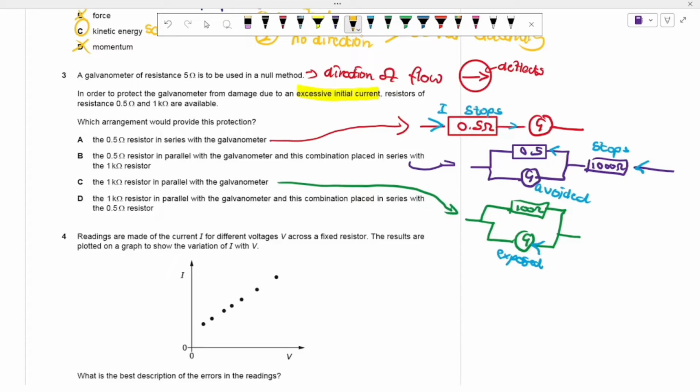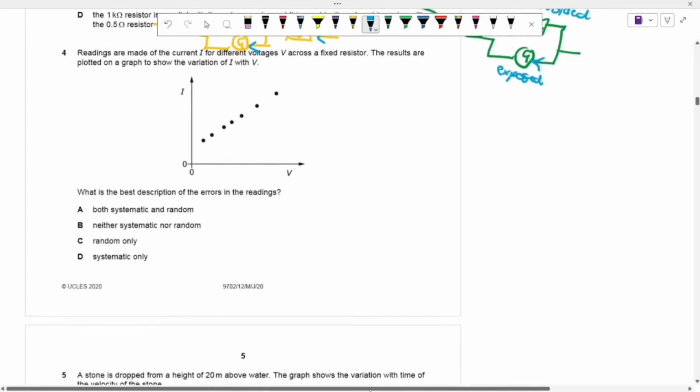Then if you go for D, we're going to have a 1 kilo ohm in parallel with our galvanometer, but then we're connecting it in series with the 0.5. So current is first going to fall through the 0.5, but it's not going to do as good a job as the 1 kilo ohm. Then it's going to follow the path of the least resistance, which is the galvanometer. So this really doesn't help us at all. So the correct answer has to be B, because it's going to first try and stop the current with its 1000 ohms. Then it's going to go through the path of the least resistance, which is here, most of it. Then some will arrive at the galvanometer.